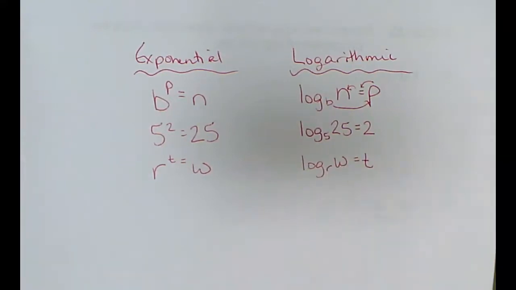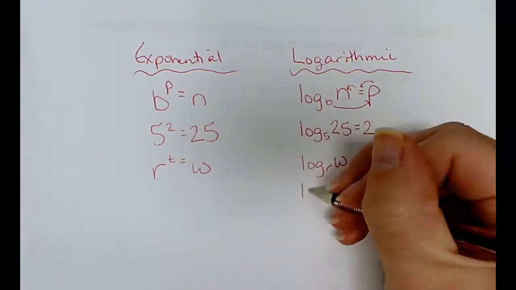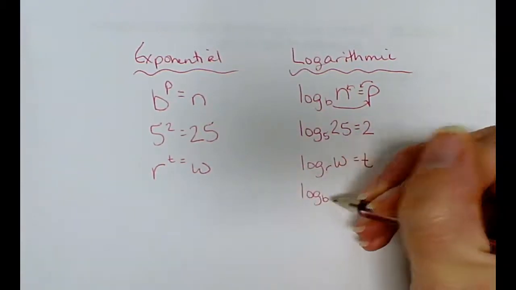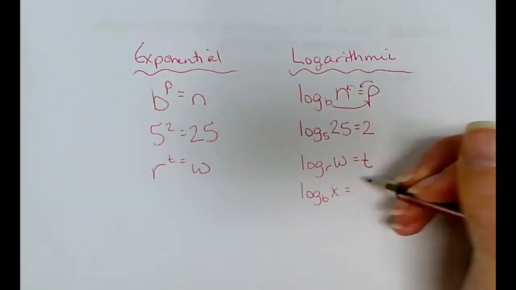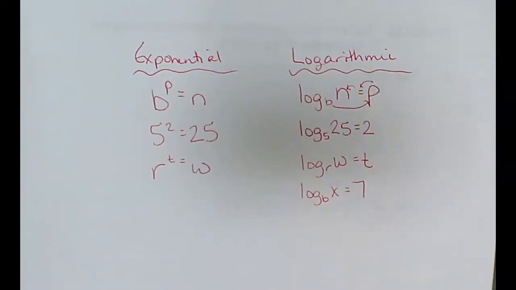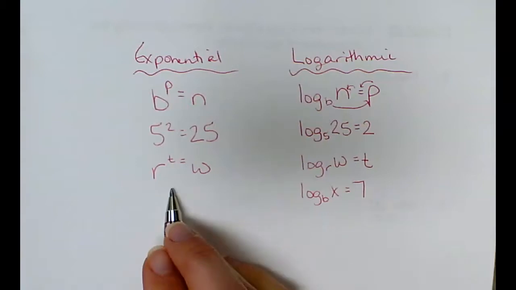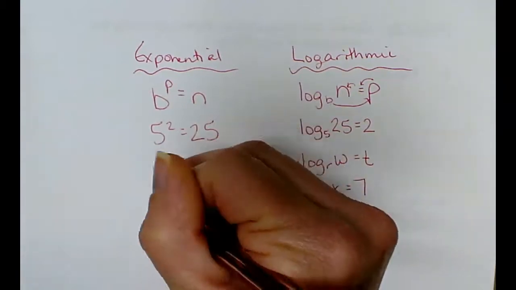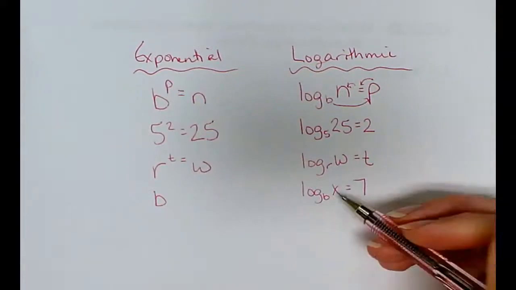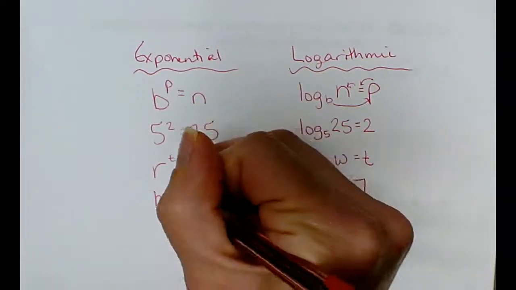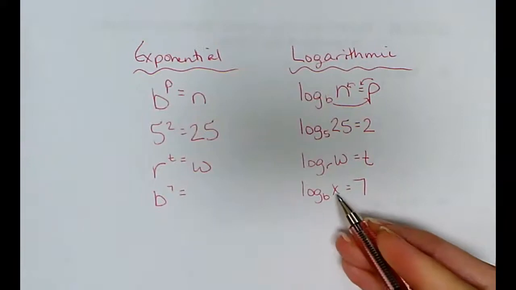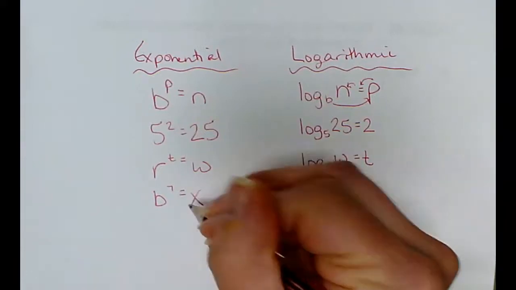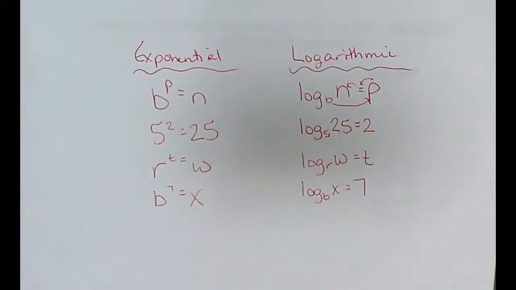The other thing is going from logarithmic form to exponential form. If I have log base b of x equals 7, that means if I were writing in exponential form, the base is b, the power that I should raise it to is 7, and the number that it equals is a variable here, x. That helps you remember how to go from exponential form to logarithmic form.